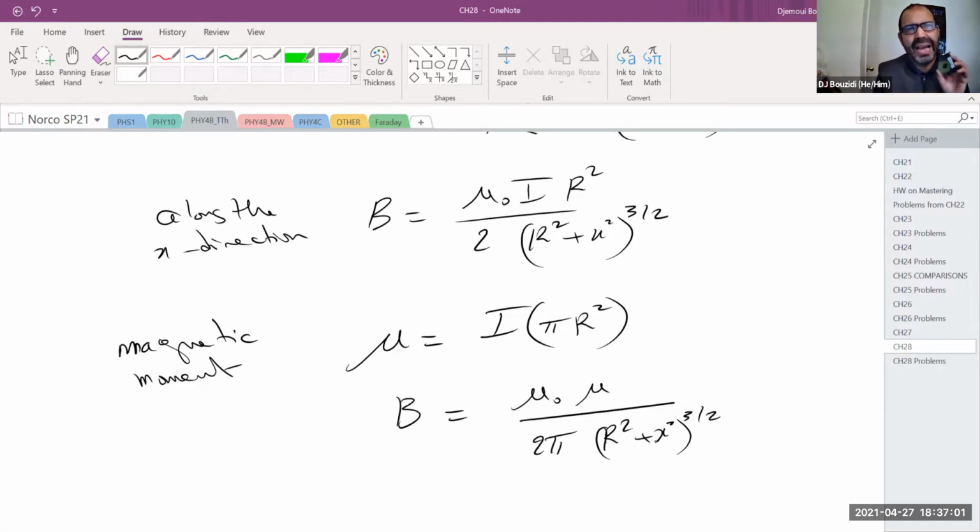If I put this one inside a magnet, while it has already its own current running through it, it's going to be subject to a torque. And that is what the principle of the motor is.